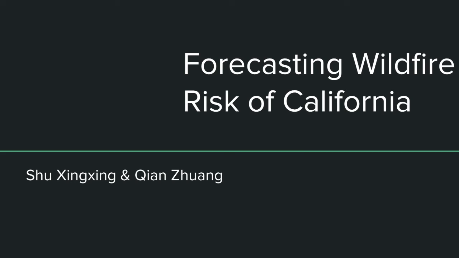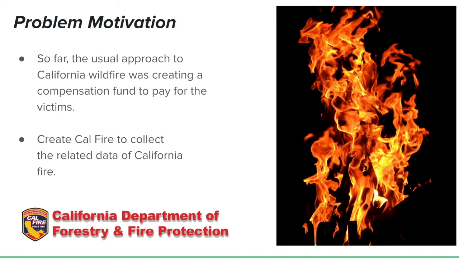This is about our project, which is forecasting the wildfire risk of California. So far, the usual approach to California wildfire was creating a compensation fund to pay for the victims. That's what the government does after the wildfire. However, most data scientists would like to do something before the wildfire.